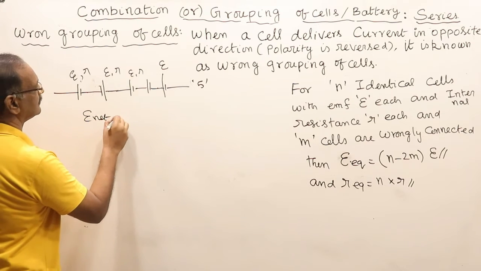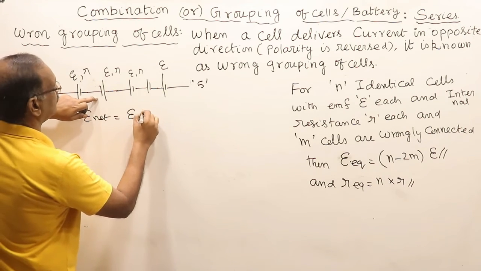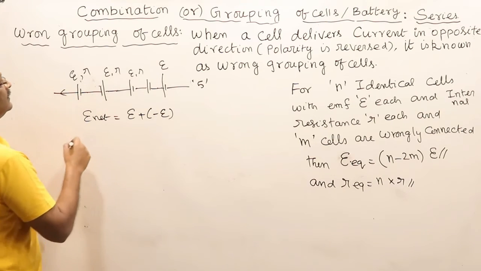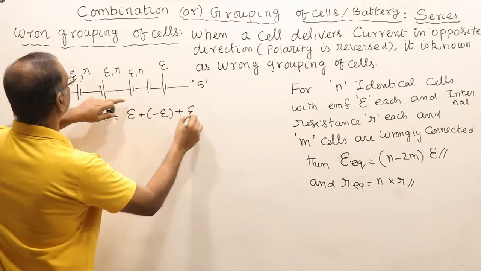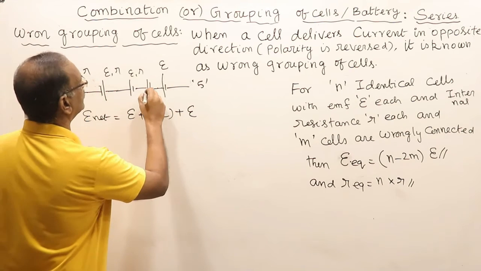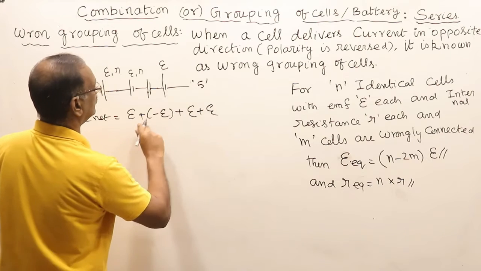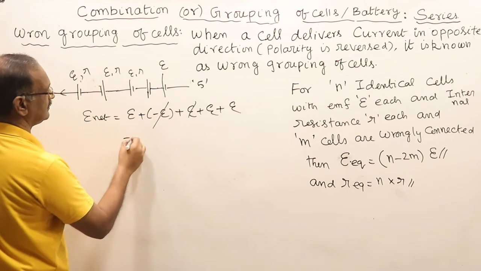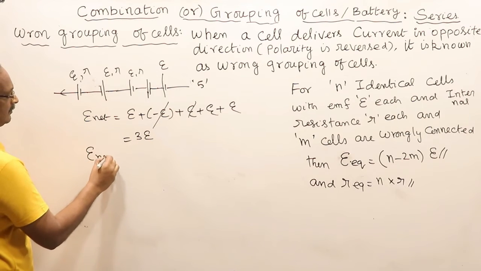E net is equal to 1 plus minus E, because this polarity is reversed. The current is supposed to go like this, and the same polarity plus these: 1, 2, 3. These and these get cancelled, so it is equal to 3E. Or we can calculate it with this formula.